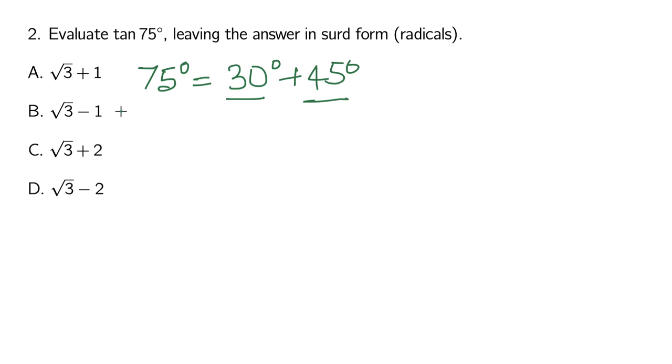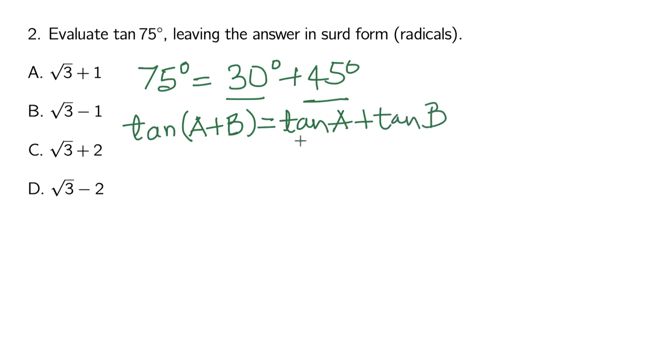Using the fact that the tangent of a sum, that's tan (A plus B), is equal to tan A plus tan B all over 1 minus tan A tan B. Using this fact, we know that to calculate tan 75 degrees, we're going to need the tangent of 30 degrees and the tangent of 45 degrees. So we can note those facts somewhere.